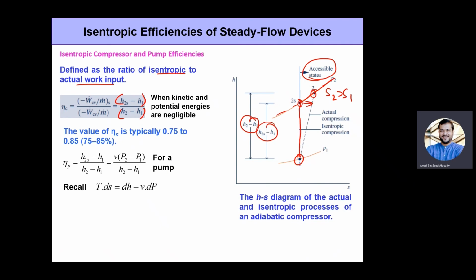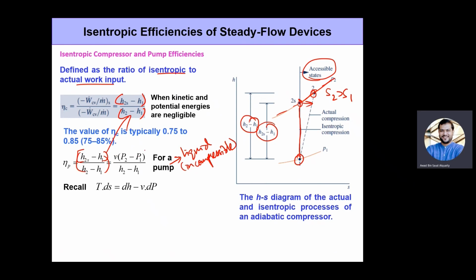Now, if you're dealing with a pump, right? Remember, a pump is something that deals with incompressible substances. A pump is used to increase the pressure of liquids, which are incompressible substances. Okay, so for a pump, we can also write the isentropic efficiency formula, of course, in terms of enthalpy, just like we wrote for a compressor, but we can further note down h2s minus h1, or the work input per unit mass for a pump, as specific volume times delta P.